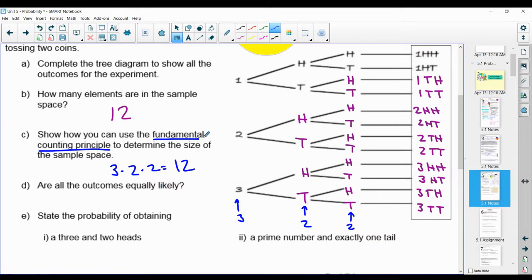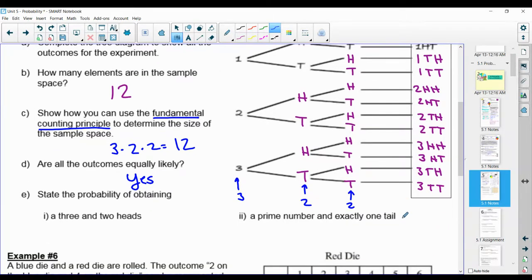So then the next question is, are these outcomes equally likely? And the answer is yes. If we go through there, there's no repeats. So these are all equally likely. So the probability of getting a 3, we want to consider the probability of getting a 3 and 2 heads. So we look in there, the probability of getting a 3 and 2 heads is 1 out of 12.